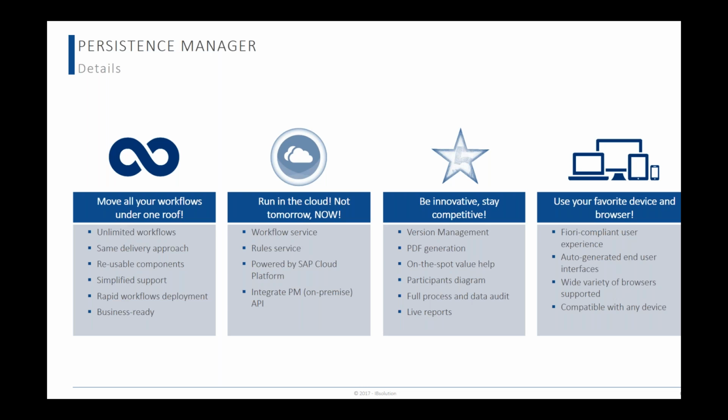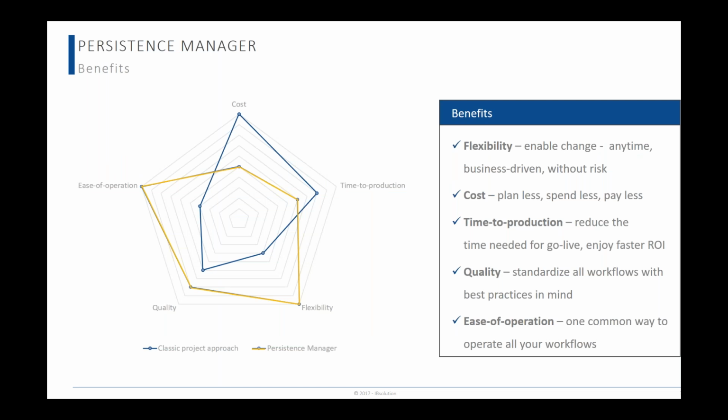Okay, so let's step to the next slide, which is the benefits. And the benefits, I try to depict them here with the orange line. You see the classical project approach. If we assume that, of course, the cost is the maximum cost you are ready to give for a certain process, then Persistence Manager, the first big advantage is that it delivers on a lower, let's say, cost and total cost of ownership for that respective process.